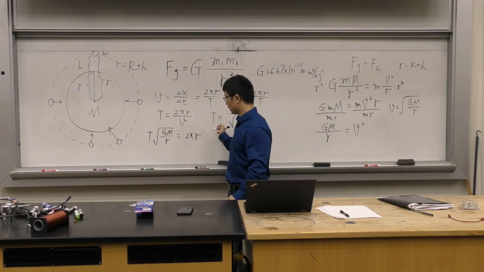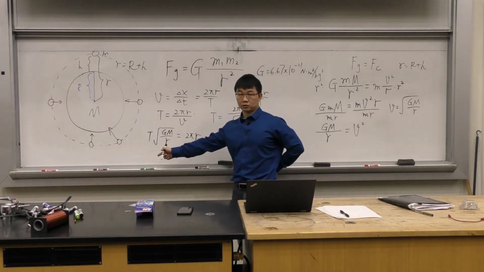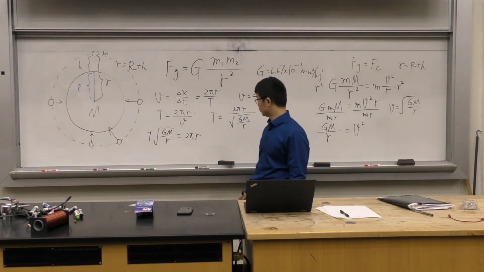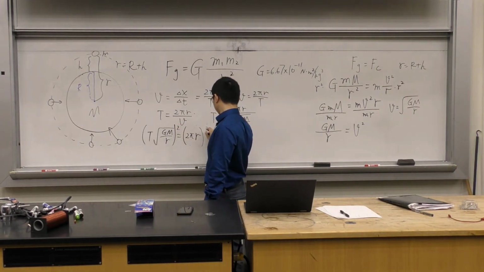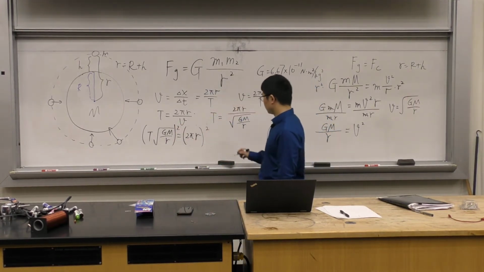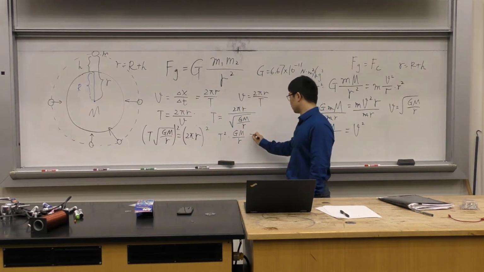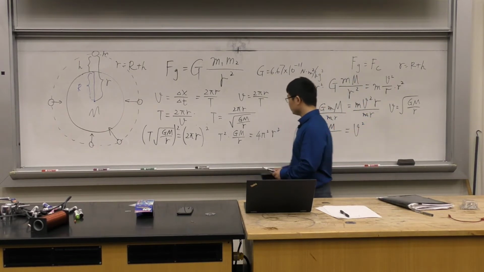At the end, we're going to divide things. But now, I don't like square roots. I want to get rid of square roots. If I want to divide things by square roots, that's confusing. Just square both sides. If I square both sides, what do I get? I get T squared times GM over r, so that gets rid of the square root. Now the right hand side we get 4 pi squared r squared. I'm going to square each of them. Now you can divide.